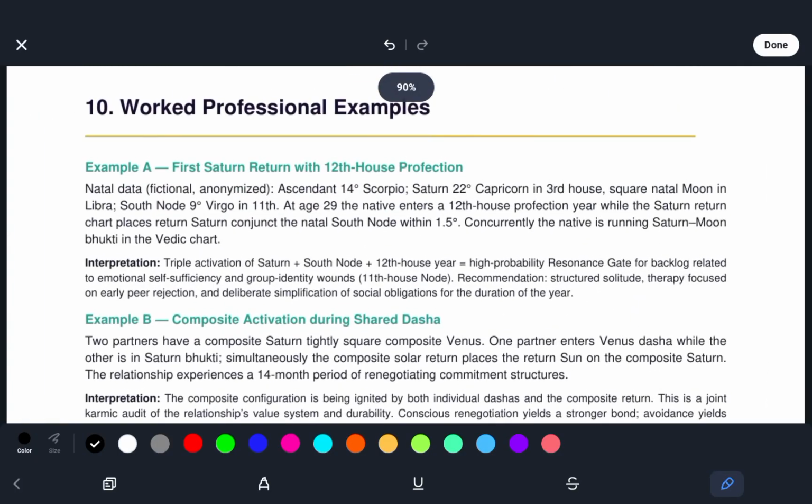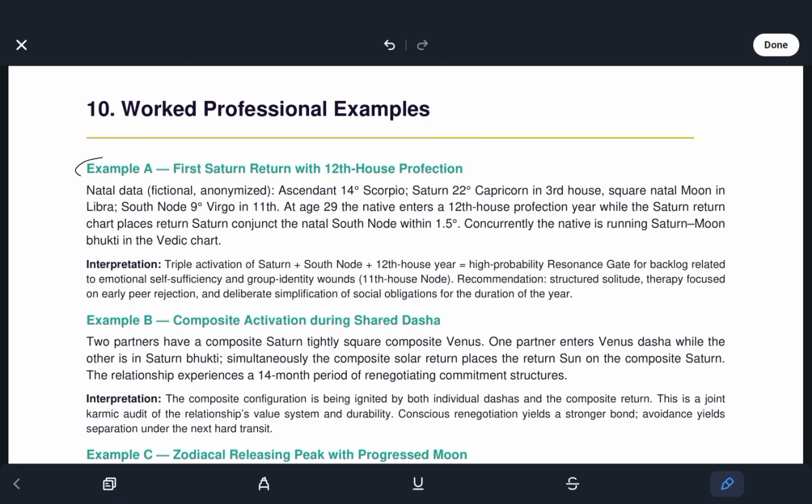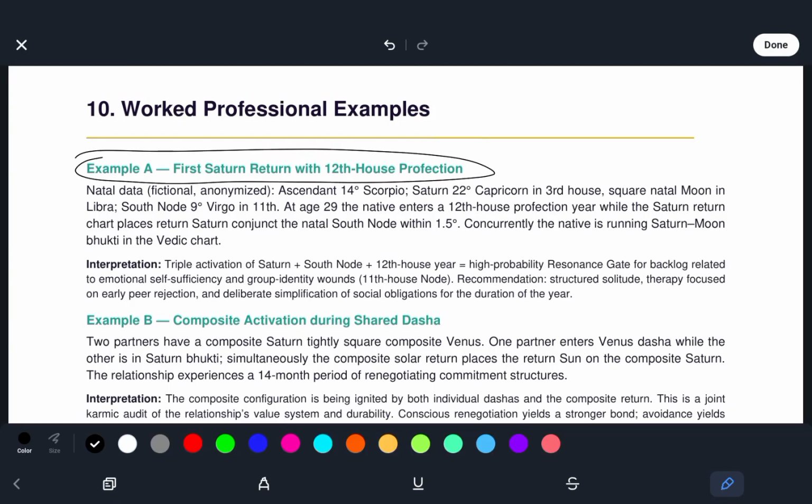With our worked professional examples here, example A is the first Saturn return with 12th house perfection. This is, of course, fictional and anonymized. Ascendant at 14 degrees Scorpio, Saturn at 22 degrees Capricorn in the 3rd house, squaring natal Moon in Libra, Ketu at 9 degrees Virgo in the 11th.